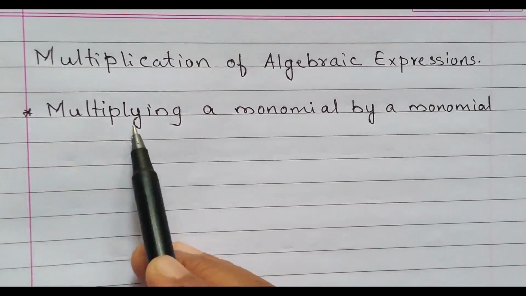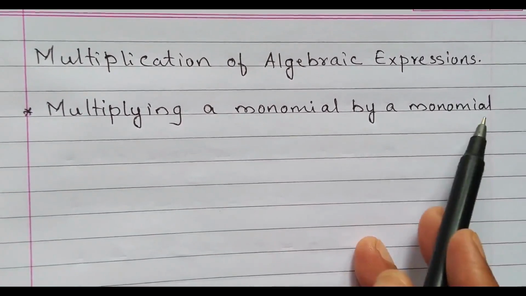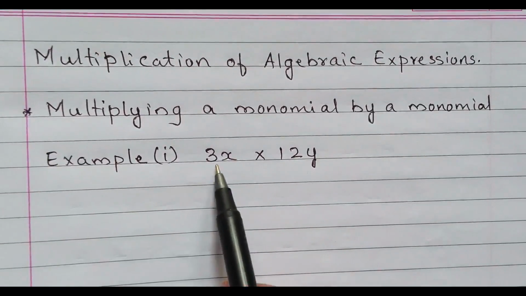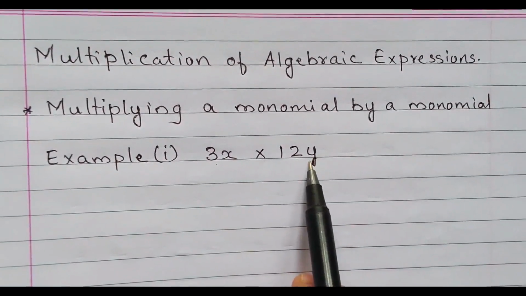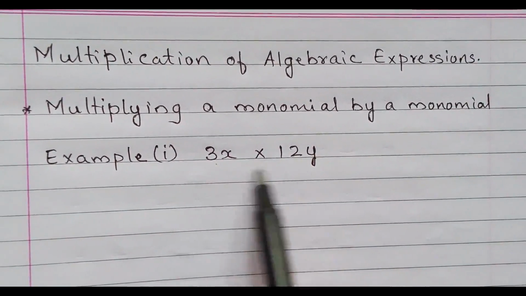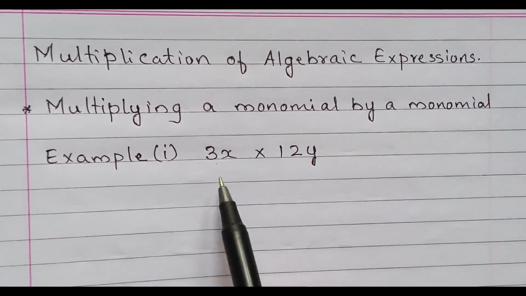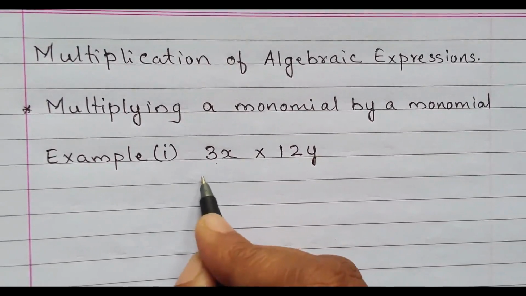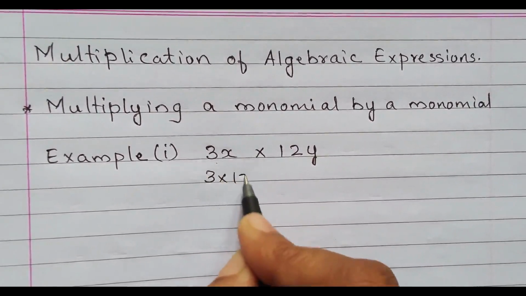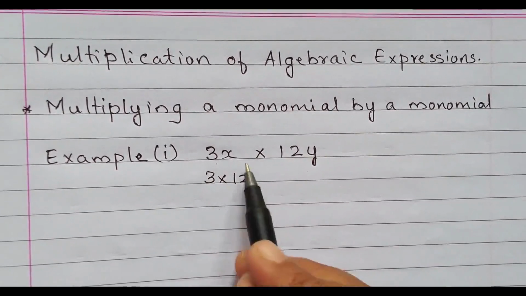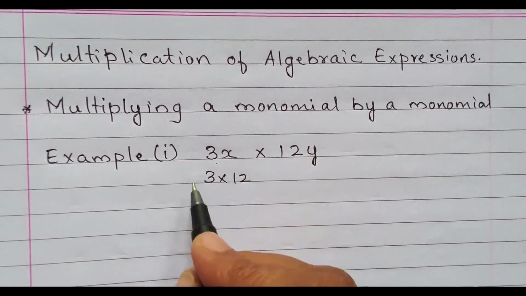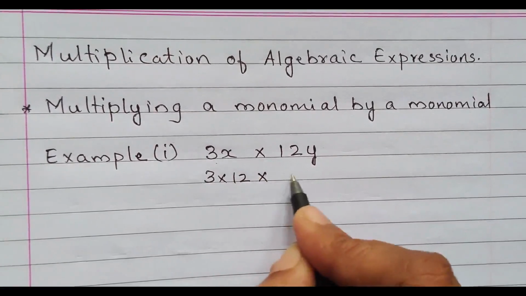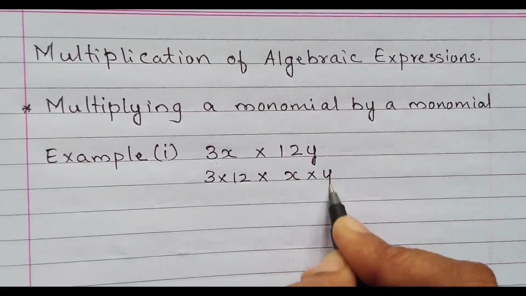The first one is multiplying a monomial by a monomial. Let's take an example. Say you have 3x multiplied by 12y. When multiplying two monomials, first multiply the coefficients along with the sign. That means this will become 3 multiplied by 12. And then multiply the variables. So you'll have 3 multiplied by 12 multiplied by x multiplied by y.